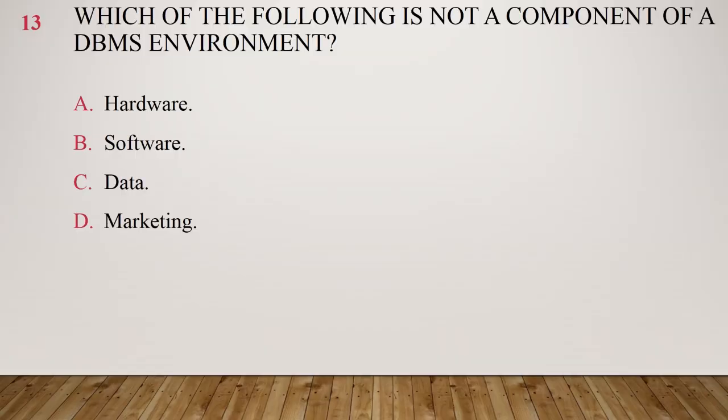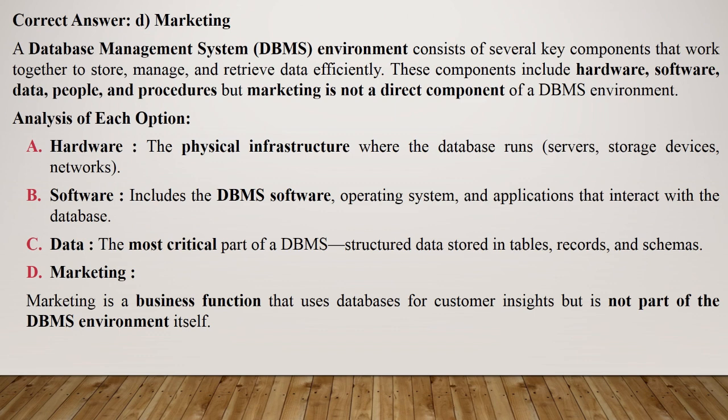Question number 13. Which of the following is not a component of DBMS environments? A, hardware. B, software. C, data. D, marketing. The correct answer is D, marketing. The database management system's environment consists of several key components that work together to store, manage, and retrieve data efficiently. These components include hardware, software, data, people, and procedures. But marketing is not a direct component of DBMS environments.